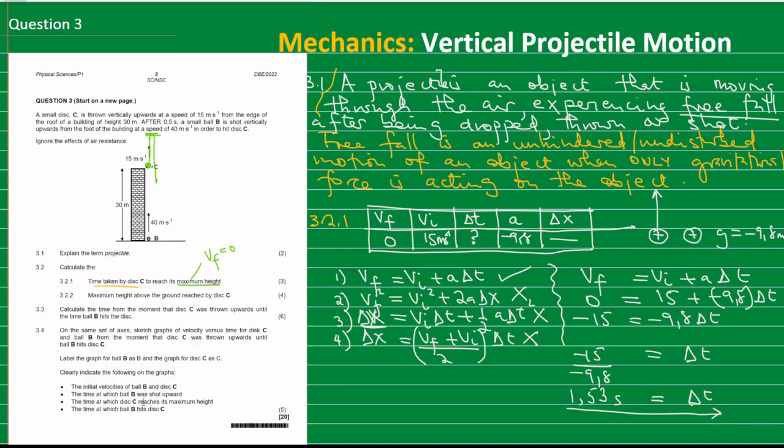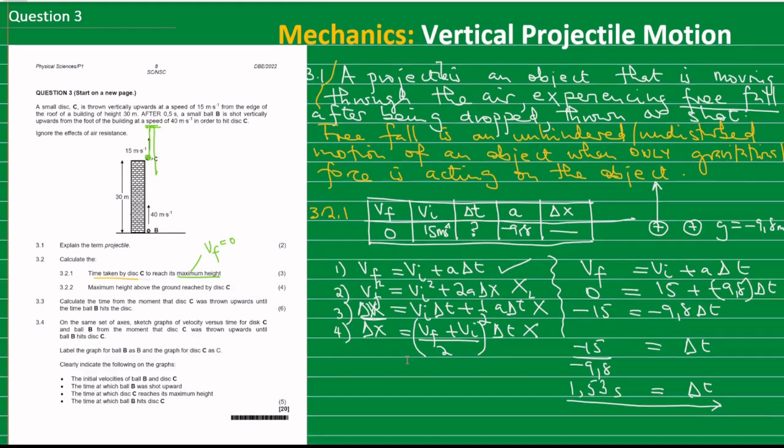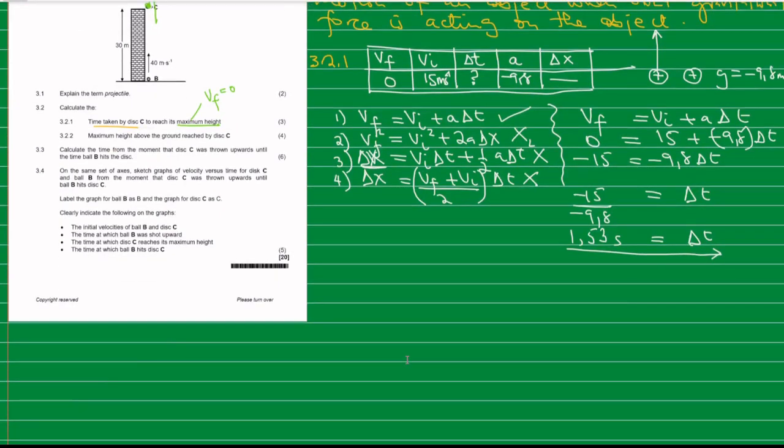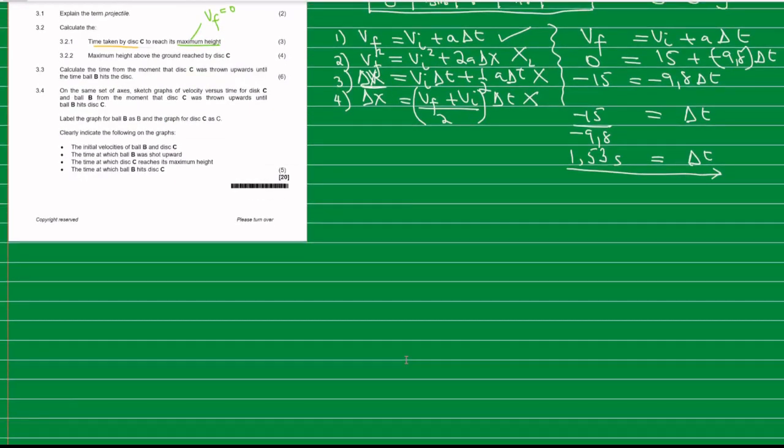Let's move on to question 3.22. Question 3.22 is asking us to calculate the maximum height above the ground reached by disk C. The maximum height above the ground reached by disk C.